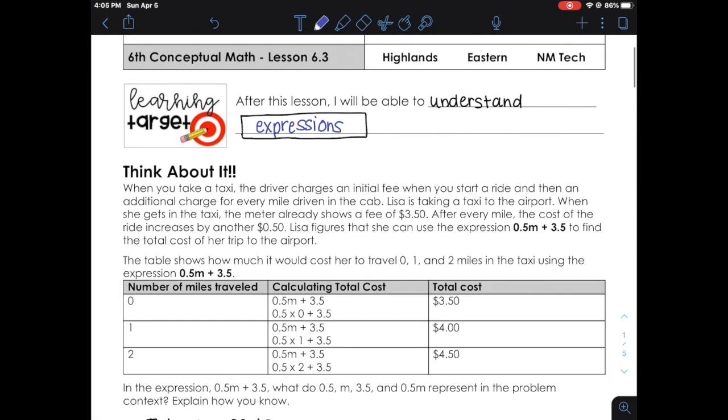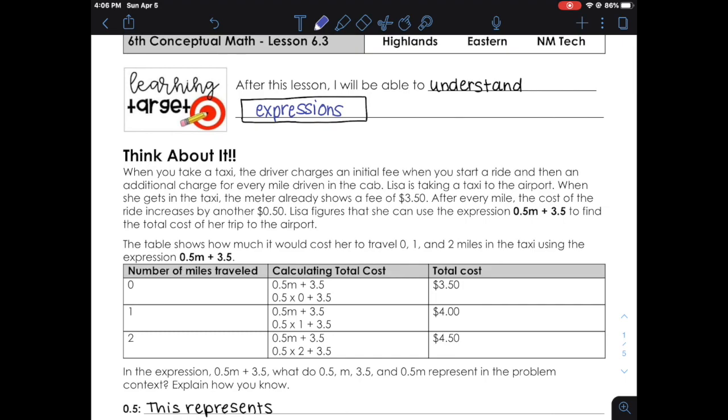When you take a taxi, the driver charges an initial fee when you start a ride, and then an additional charge for every mile driven in the cab. Lisa is taking a taxi to the airport. When she gets in the taxi, the meter already shows a fee of $3.50. After every mile, the cost of the ride increases by another 50 cents. Lisa figures that she can use the expression 0.5 m plus 3.5 to find the total cost of her trip to the airport. The table below shows how much it would cost for her to travel 0, 1, and 2 miles in the taxi using that expression.